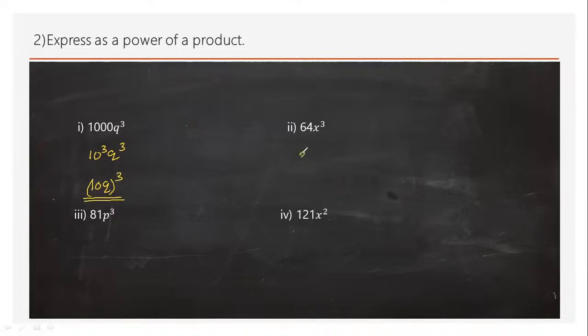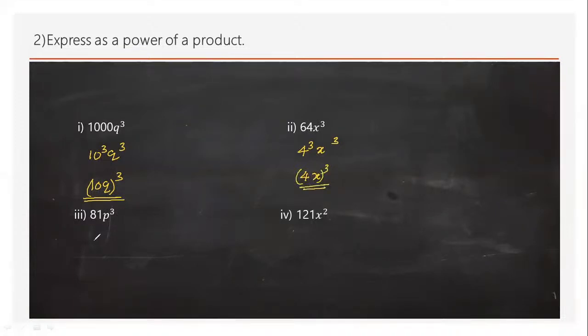64 x cubed: we can write 64 as 4 to the power 3. 4 times 4, 16 times 4, 64. Then 4 to the power 3, x to the power 3. Then you can write it as a power of product, (4x) to the power 3.